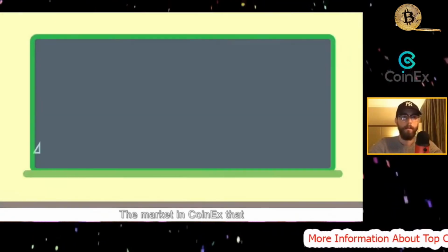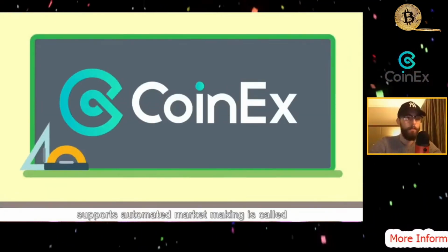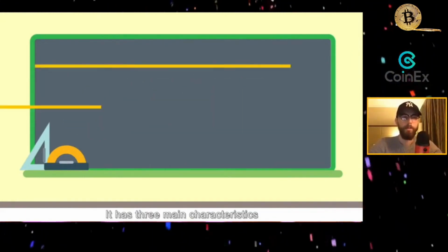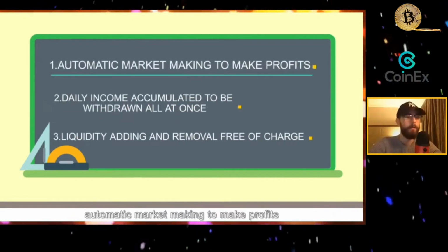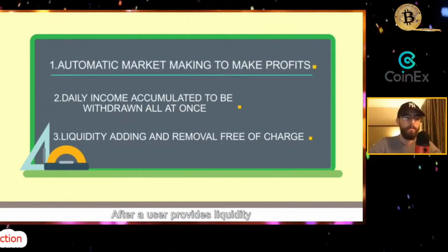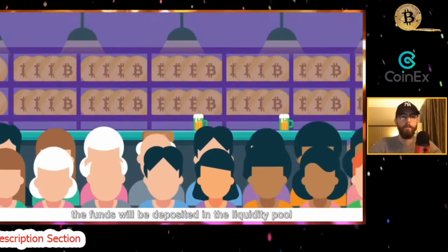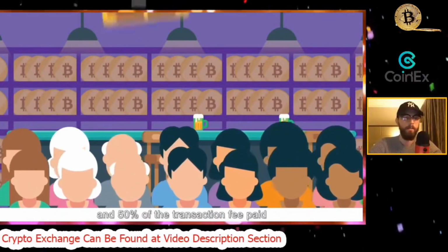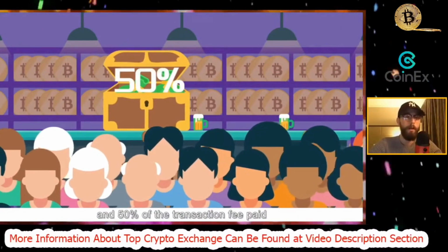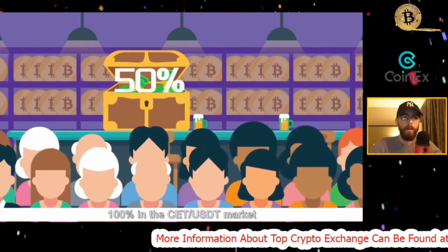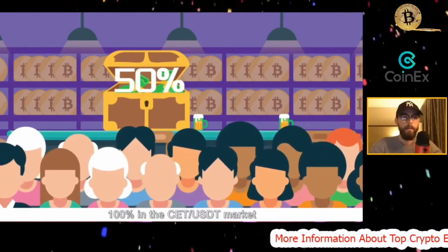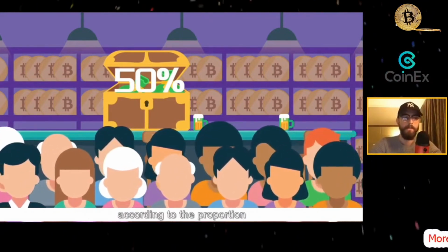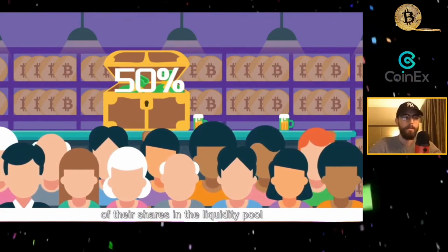The market in CoinEx that supports automated market making is called the CoinEx AMM market. It has three main characteristics. First, automatic market making to make profits. After a user provides liquidity, the funds will be deposited in the liquidity pool for automatic market making, and 50% of the transaction fee paid by all trading users, 100% in the CET/USDT market, will be allocated to all liquidity providers according to the proportion of their shares in the liquidity pool.